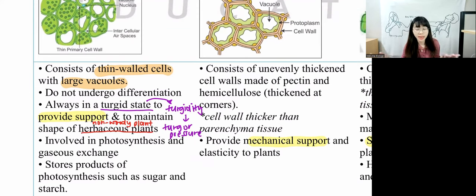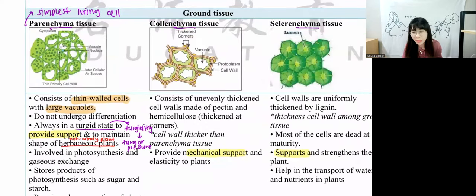They are able to provide support to non-woody plants, which are herbaceous plants. And this vacuole, they are also able to store photosynthetic product because they can carry out photosynthesis. They are green in color. Okay, so this is under parenchyma tissue. Parenchyma tissue is one of the tissues that you always see in your exam. Always. Because in all parts of the plants, they have parenchyma tissue.